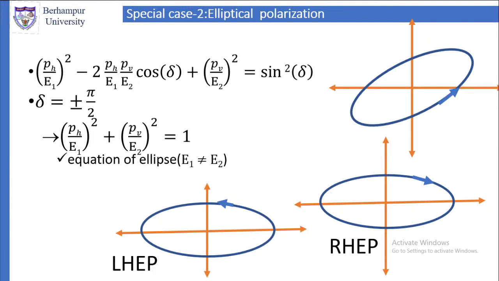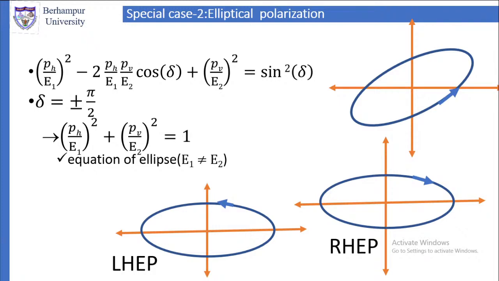Similarly, for left hand elliptical polarization, take your left hand, extend your thumb and curl your fingers. So when the thumb is extended away from you, the curling is in the anti-clockwise direction. That is why it is called left-handed elliptical polarization. So the sense of polarization is defined in this manner.